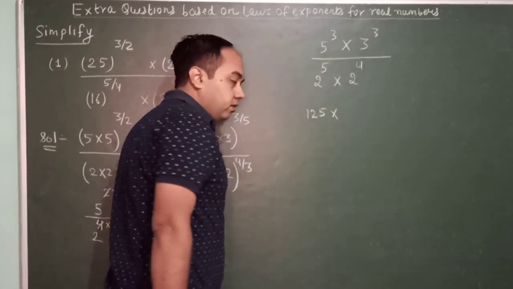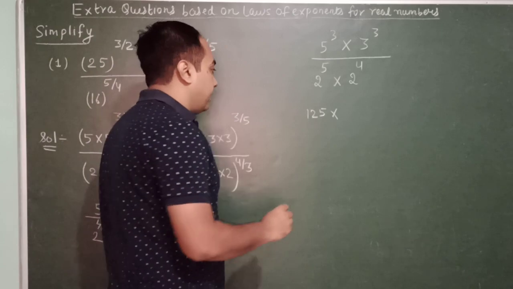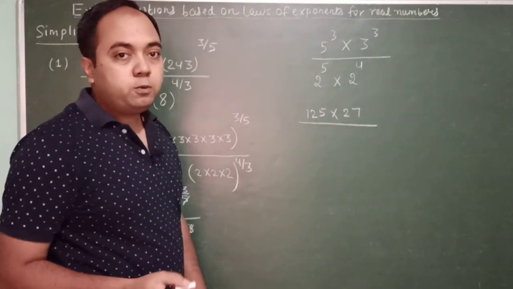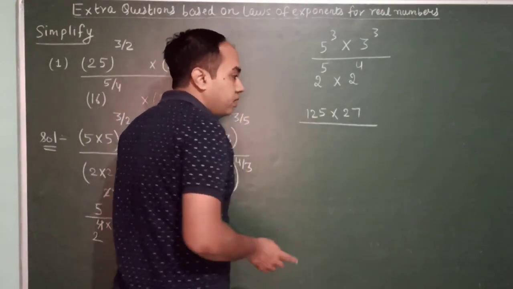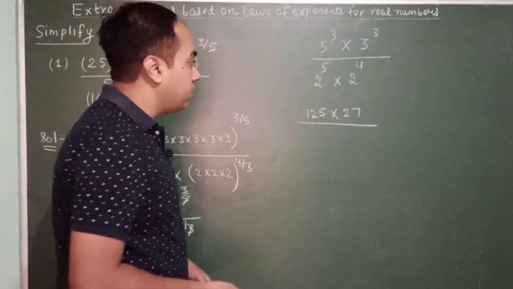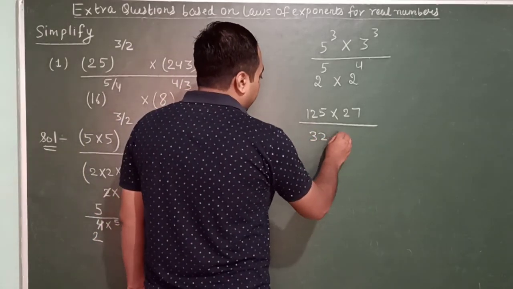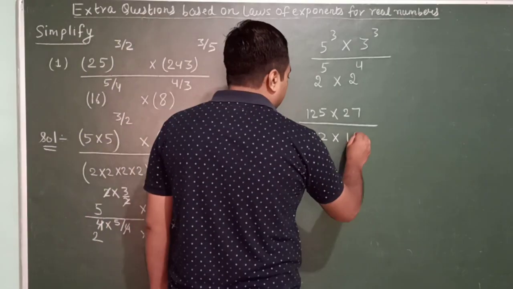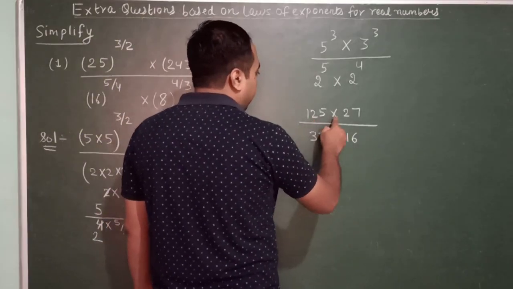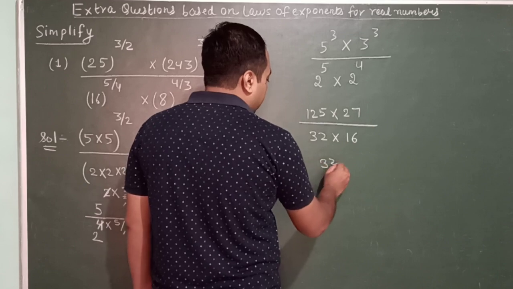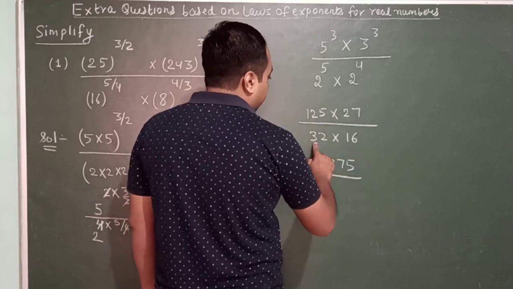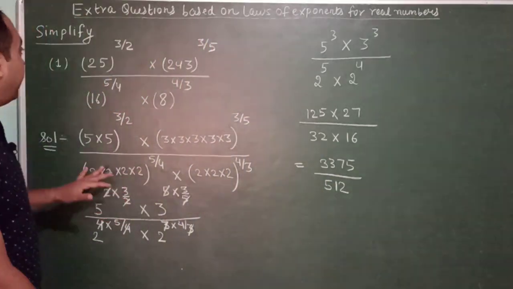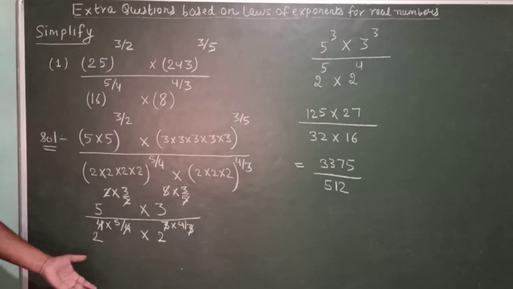3 power 3, 3 3s are 9, 9 3s are 27, 27 I have written. 2 power 5, 2 power 5 is how much? 2 2s are 4, 4 2s are 8, 8 2s are 16, 16 2s are 32. And 2 power 4, 2 2s are 4, 4 2s are 8, 8 2s are 16. Now multiply them. 125 into 27 you will get 3375 and 32 multiplied by 16, this will give you 512. So in this way we have simplified this question number 1. Please note it down.